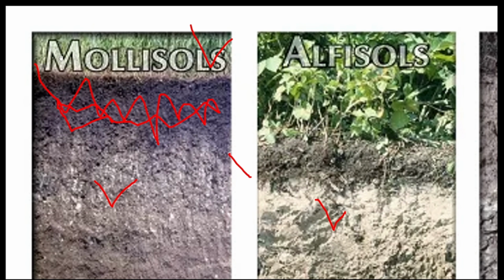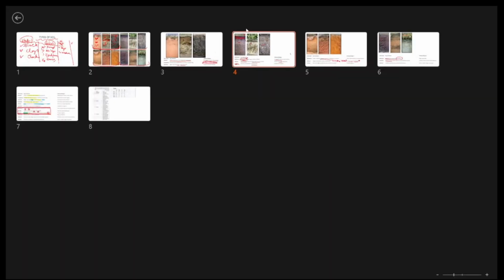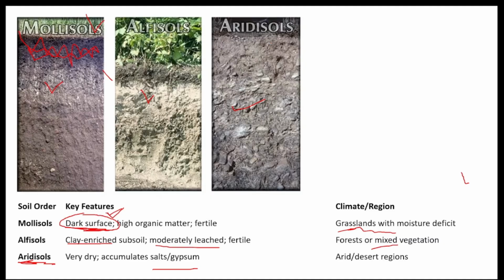One more thing I will tell you is that you see in mollisols, the green part is grass. It is associated with grasslands. If you ever forget this in your exam, try to recall the image which I have shown you. See, it has grass above, so it is associated with grasslands. Mollisols are associated with what? Grasslands. The surface is dark in color and it is found in grassland with moisture deficit. Grassland is the important thing that you should remember definitely.